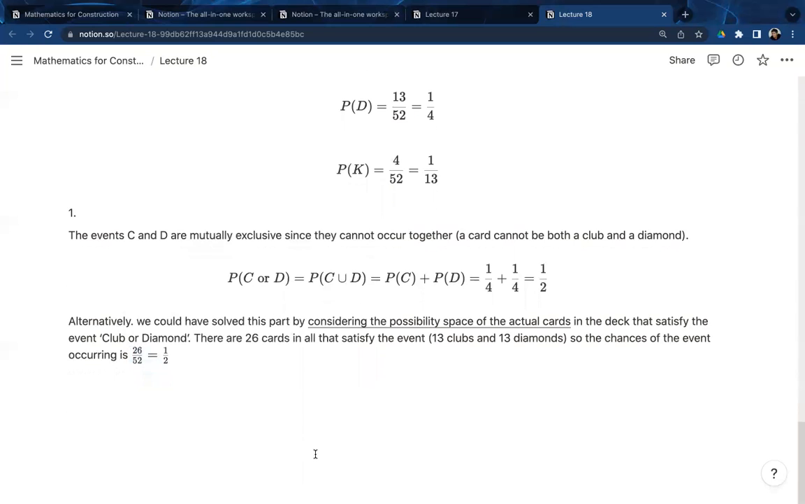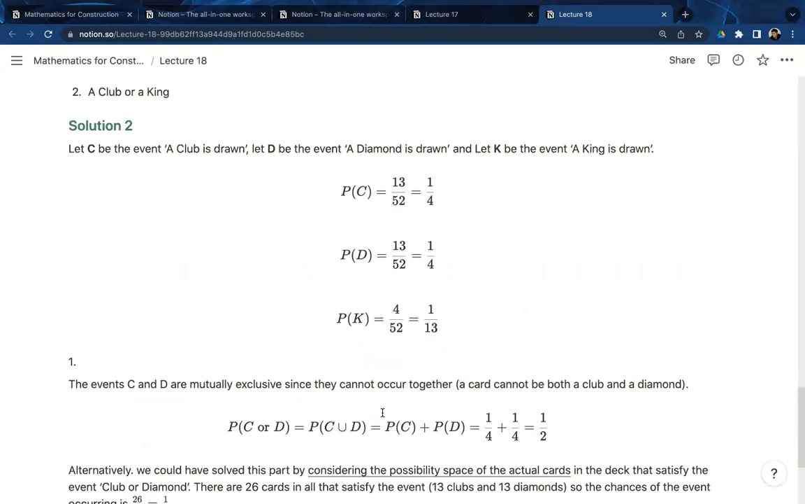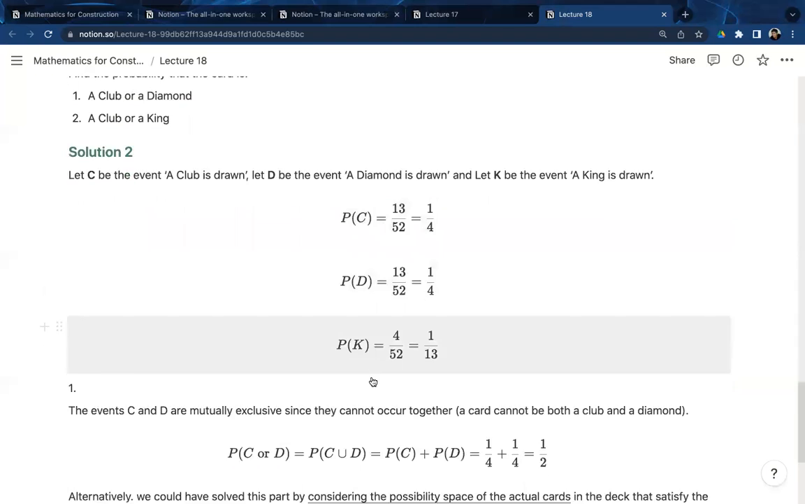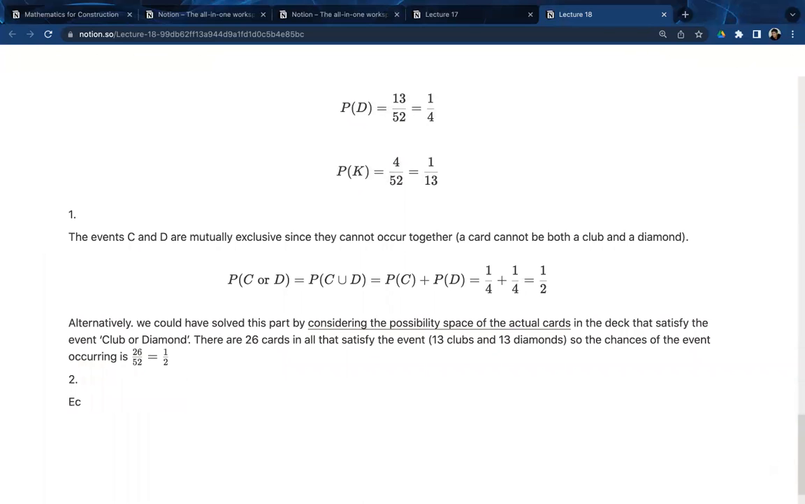Okay, so that's another reasoning behind it. What about part 2? Okay, what are they asking for? A club or a king? Now, the set C is the set of all clubs and K is the set of all kings. Is it possible to get a king of clubs? That's an intersection of C and K. Events C and K can occur at the same time.